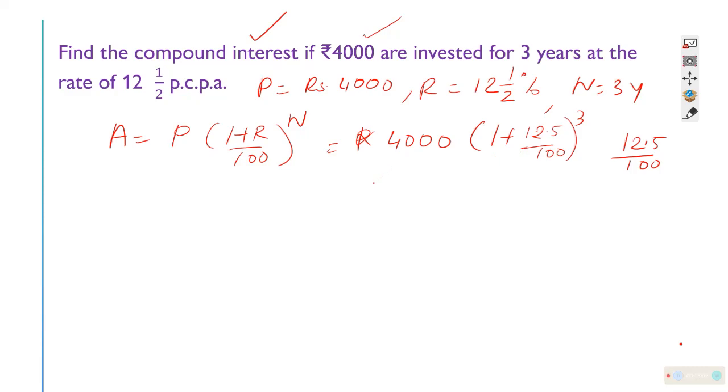Understood? So this way we can find out the amount. Amount can be calculated in this way, means we will solve the sum. P ki jagah pe 4000 dal diya hai. And now we have to solve this. You know how to solve this: 1 plus 12.5 upon 100 to be solved.